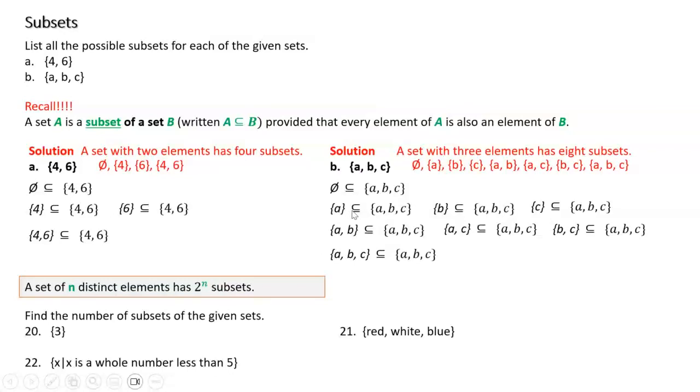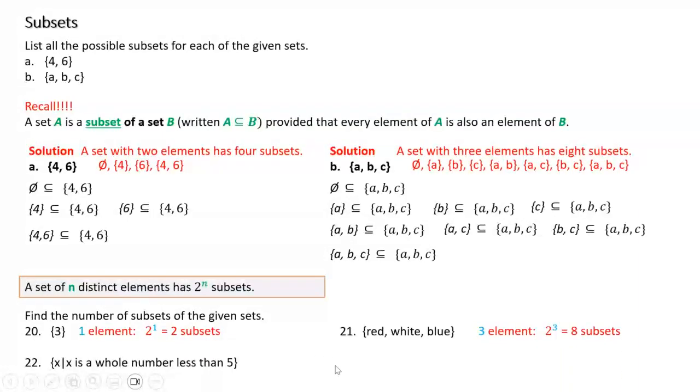Okay, now, you have to be real careful here, right? Because if they say to list them, you have to list them the way we did the examples A and B. But if they're asking only for the number, we use the formula here. So number 20, right? We only have 1 element, so it's going to be 2 to the 1st power. That's why the answer is 2.